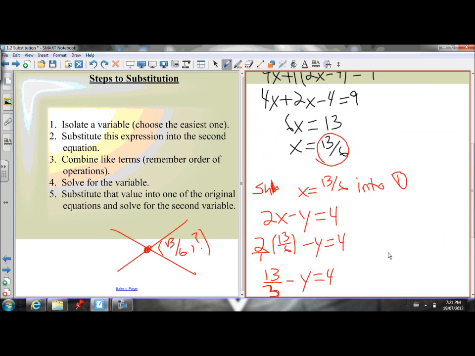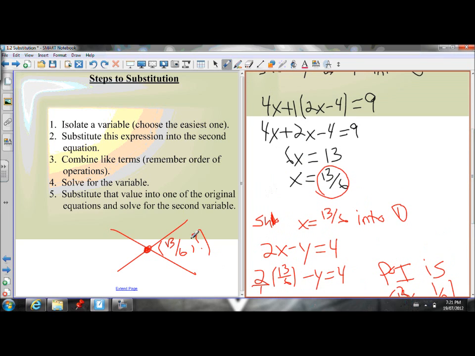It's 13 over 6. So my point of intersection, don't forget to write your final answer. The point of intersection is 13 over 6, 1 over 3. Don't forget to write it as an x, y coordinate. Don't forget the order. So there's my point of intersection. That's where the two lines intersect, at 13 over 6, 1 over 3. That's the coordinate of where those two lines will intersect.